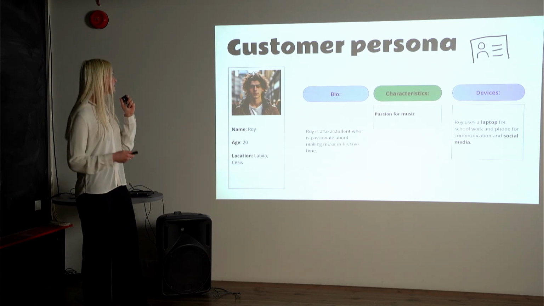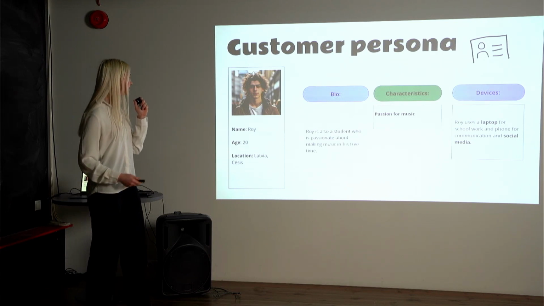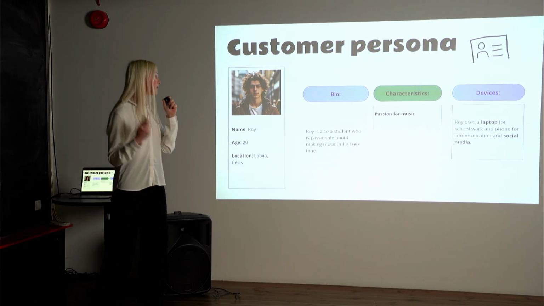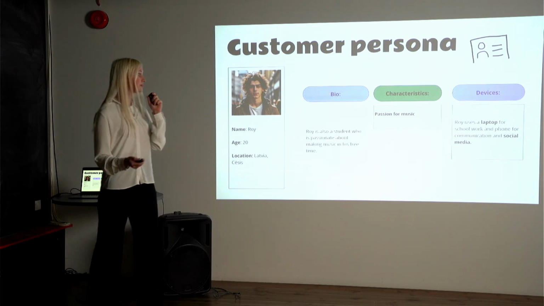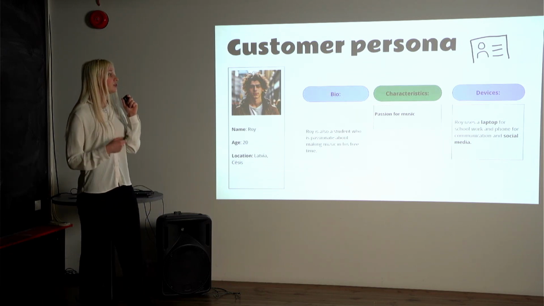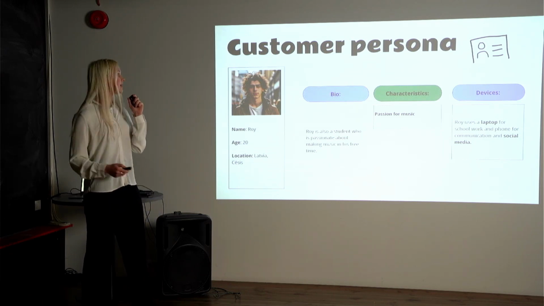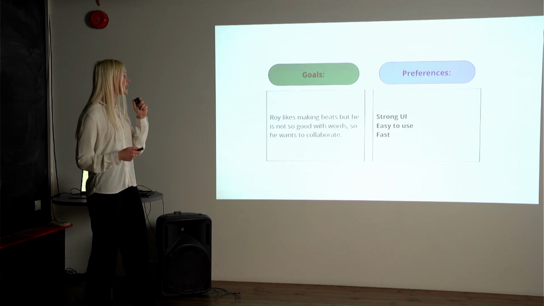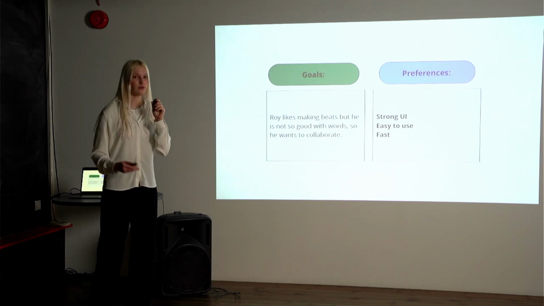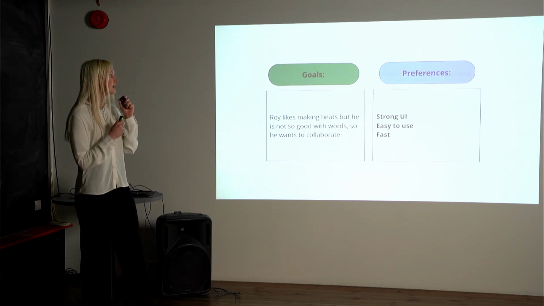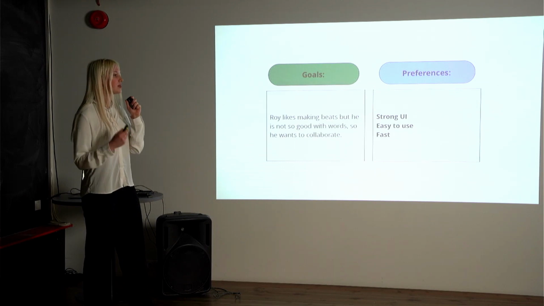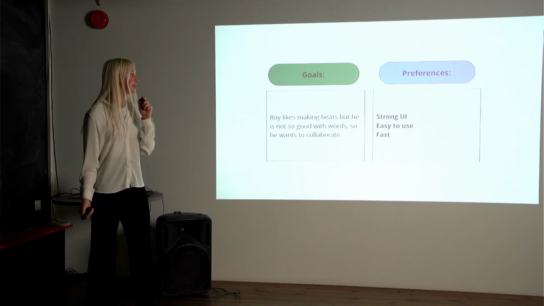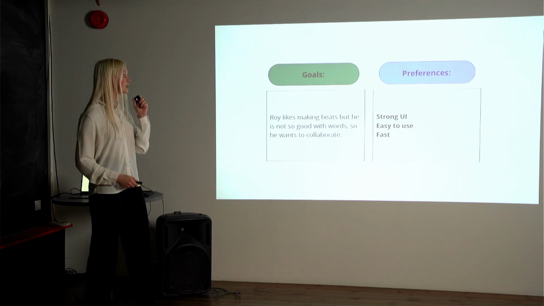Second, I made Roy. He's 20, from Texas. He's also a student who is passionate about making music in his free time. He also uses a laptop and phone, just like Amy. His goal is to make beats, but he's not good with words, so he wants to collaborate and find lyrics. His preference is what was different from Amy's. He wants the app to be fast, because he doesn't want to be waiting to find these lyrics.